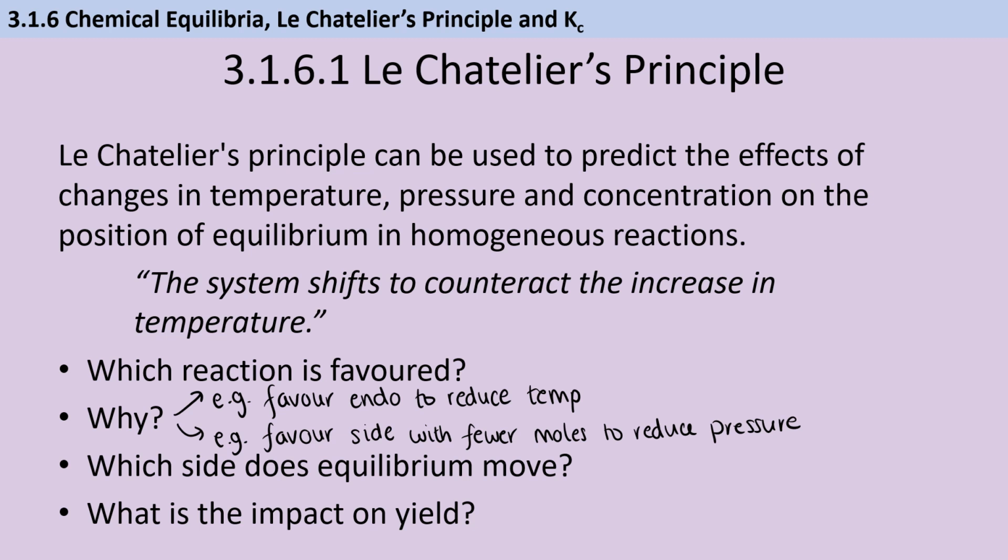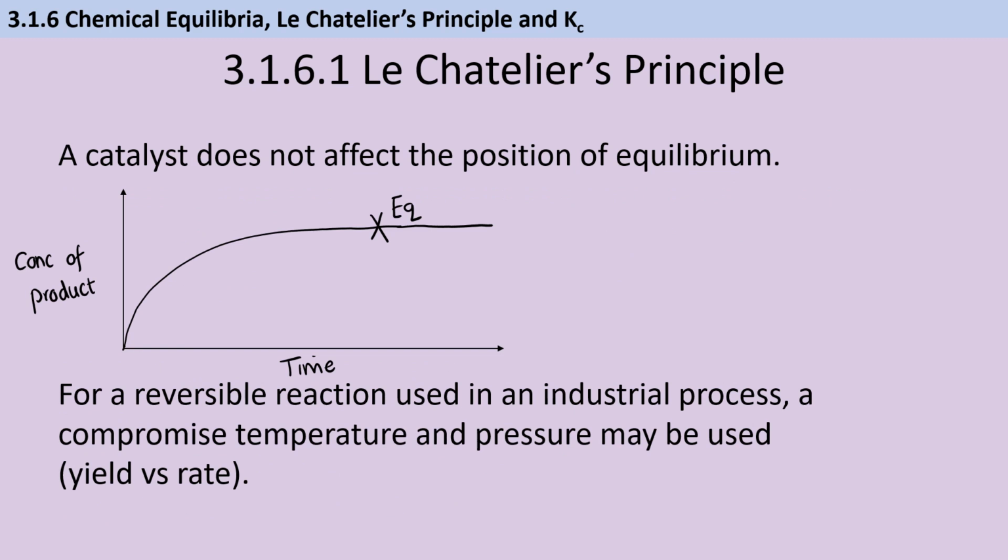Finally, describe what the impact on the yield will be. Remember, adding a catalyst does not affect the position of equilibrium or how much product you make. The reason for this is that the forward and backwards reactions are both going to be sped up by the same amount. The reaction will reach equilibrium sooner, but the overall concentration of the product will be the same.